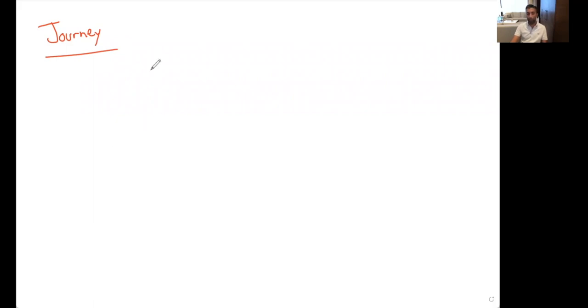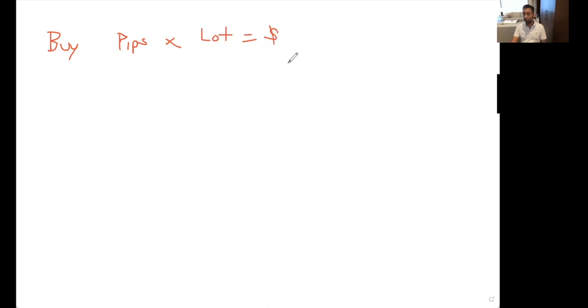In the beginning, you see a movement in the markets and you're learning how to trade. You're like, okay, trading is a matter of buying low, selling high. Cool, I got it. It's on my mind. Then you learn that if I buy and the price goes up, I make pips, and the pips are multiplied by my lot size, and that's how much money I made. So far, so good. You guys with me?